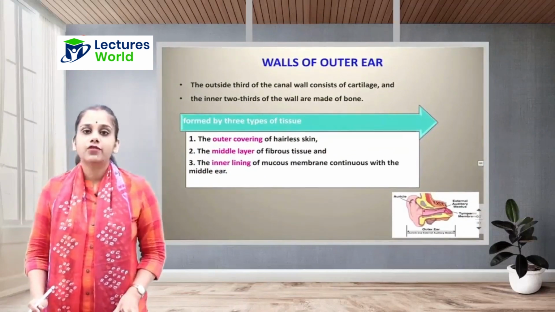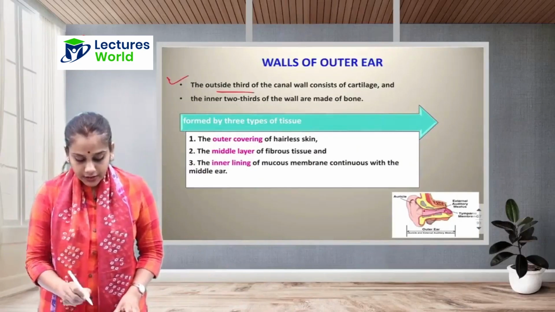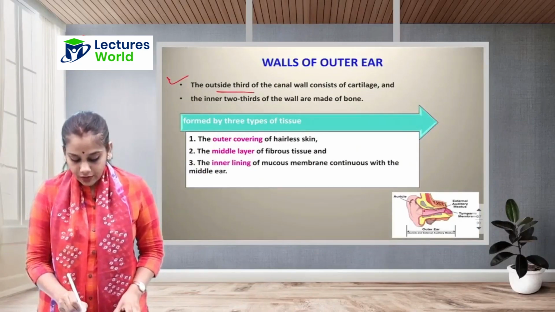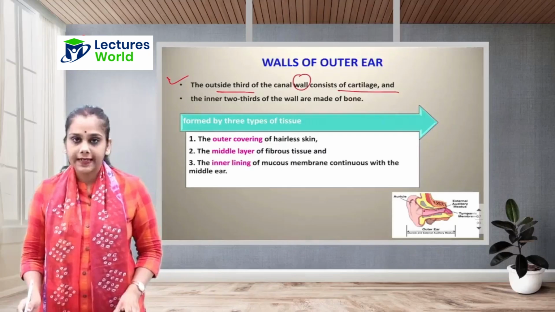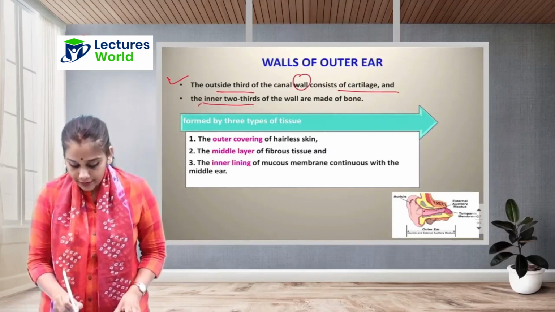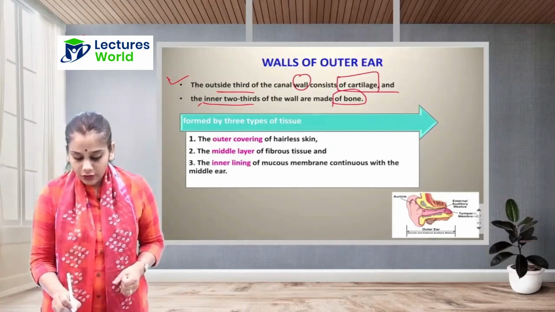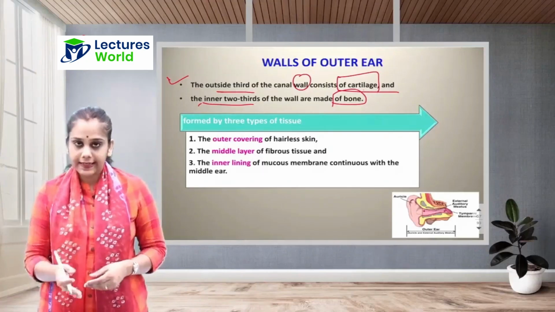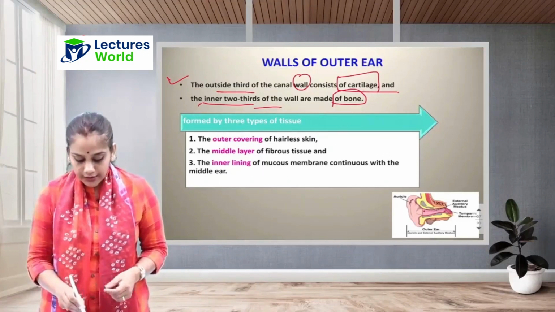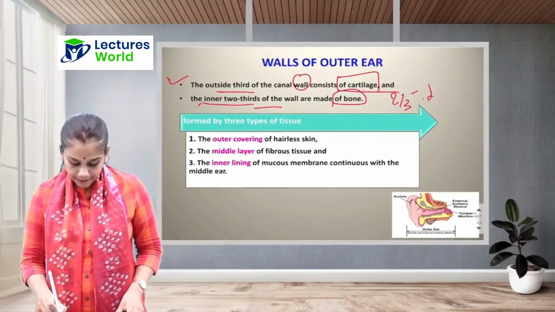Now we will see the walls of the outer ear. The outer third of the canal wall consists of cartilage and the inner two thirds of the wall is made up of bone. So the outer third part is made up of cartilage and the inner two thirds is made up of bone.